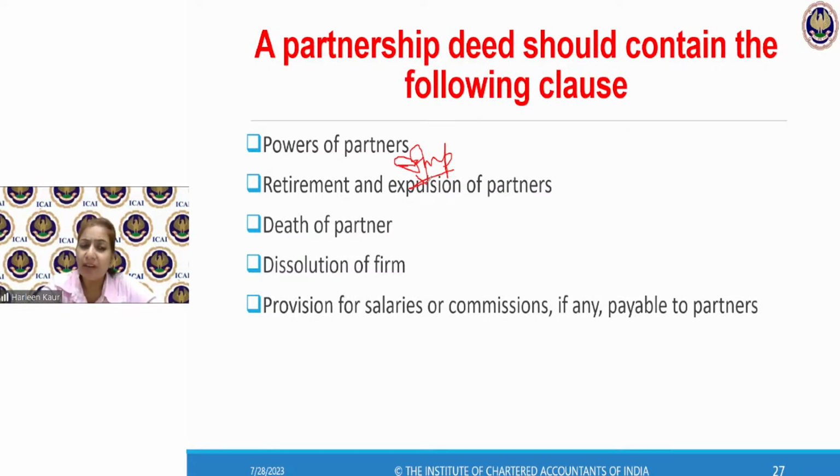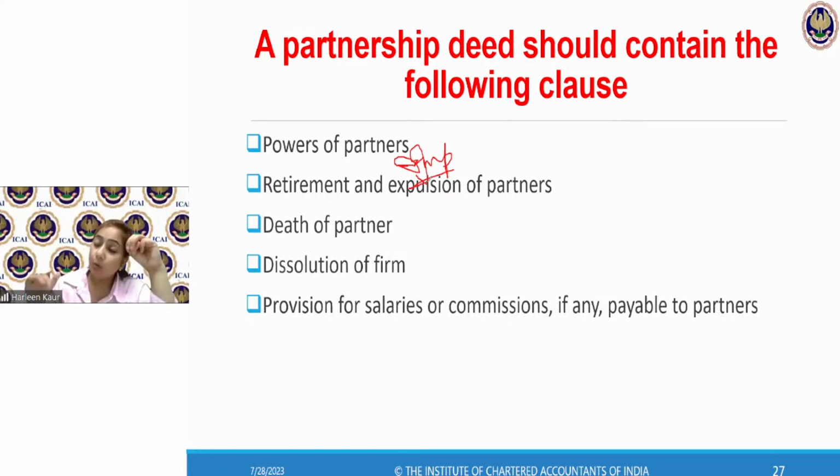And the last point is my favorite: provision for salaries or commissions, if any, payable to partners. Have you ever read in your accounts about salary payable to partners, remuneration to partners, managerial remuneration? What is all this? It says that apart from the sharing of profits, sometimes, for example, ABC are chartered accountants and they have decided to do the partnership business and they are sharing the profits equally. So 1:1:1, one-third each. All of them are getting it.